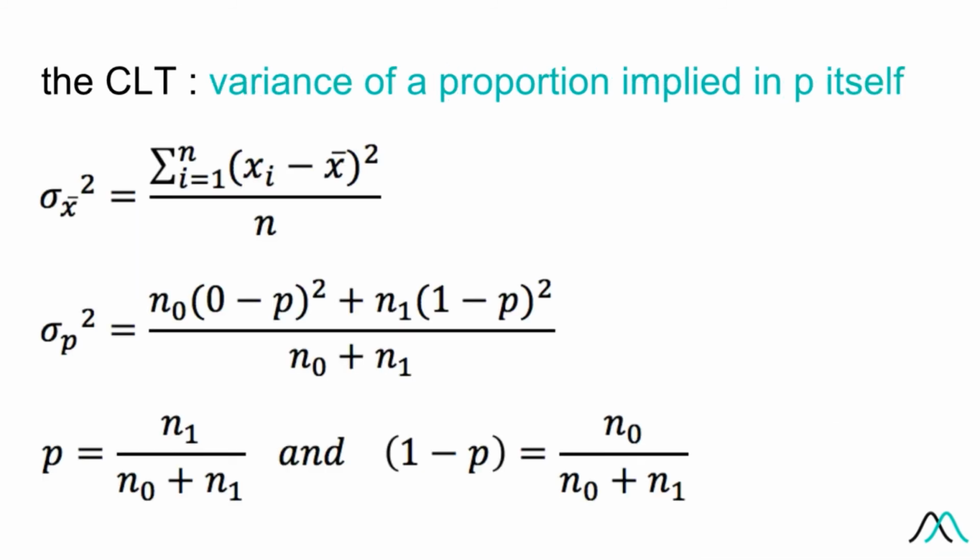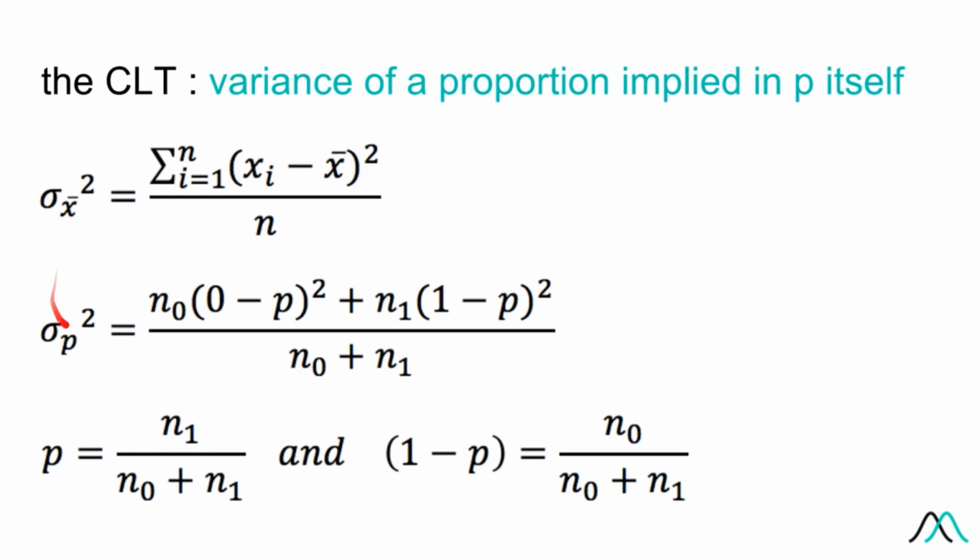And finally, as promised, here's the math showing how the variance of binary data, the variance of proportional data, can be simplified down to p times 1 minus p. First, here's the general form of variance. You remember it's the average squared difference between every data point and its mean. But binary data is not continuous. It only comes as a 0 or a 1.